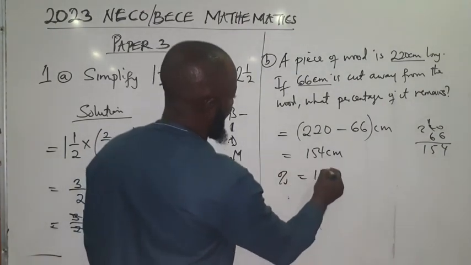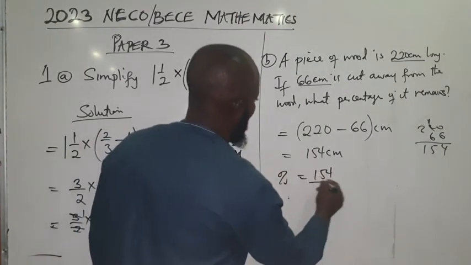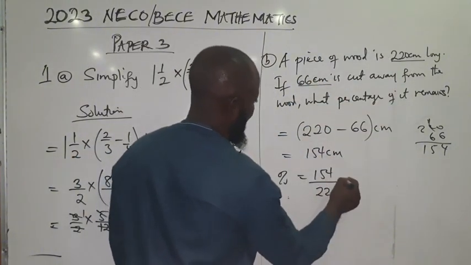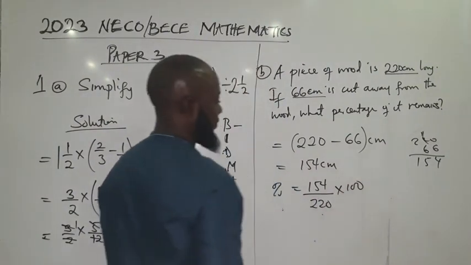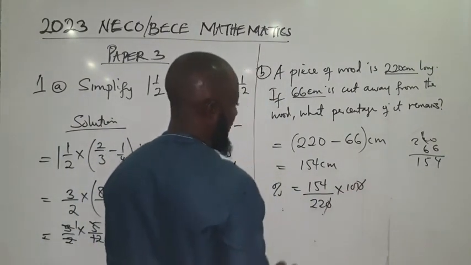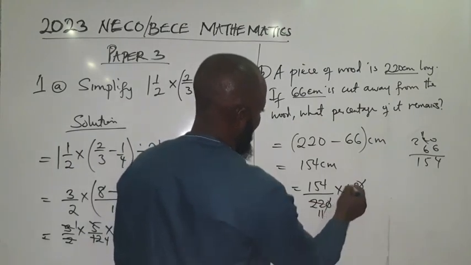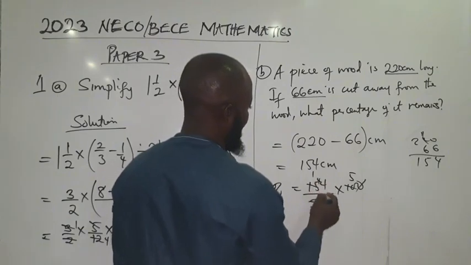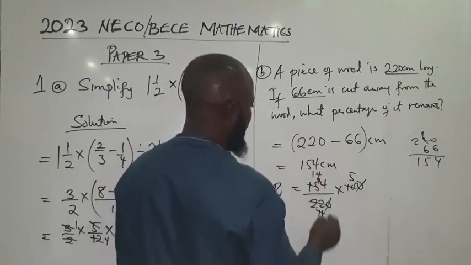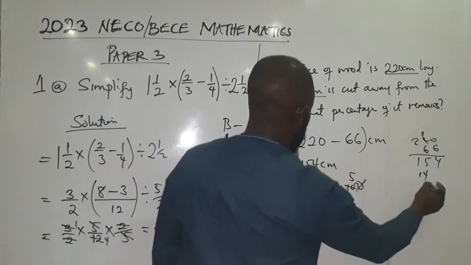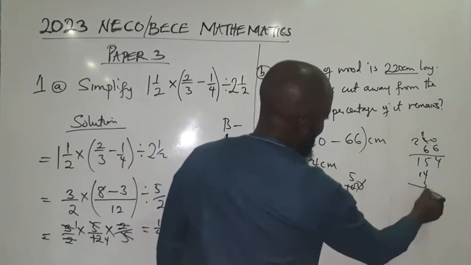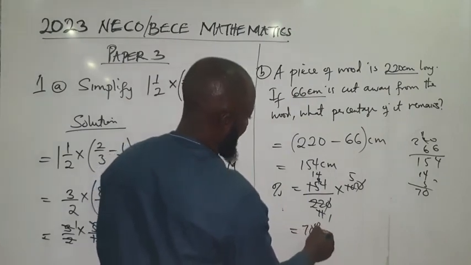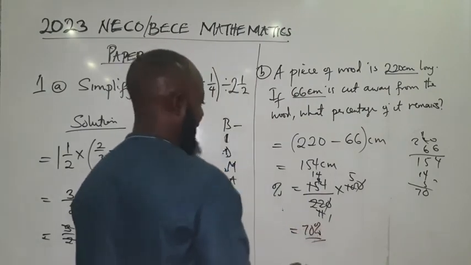We then go 154 divided by the original, which is 220, multiplied by 100. So we cut the 0, cancel this. 2 here 11, 2 here 5. 11 here 1, 11 here 1, remaining 4 and 44, that is 4. So that means 14 times 5. This is 20, that is going to give 70. So that means 70% is remaining. So we're going to write it that way.